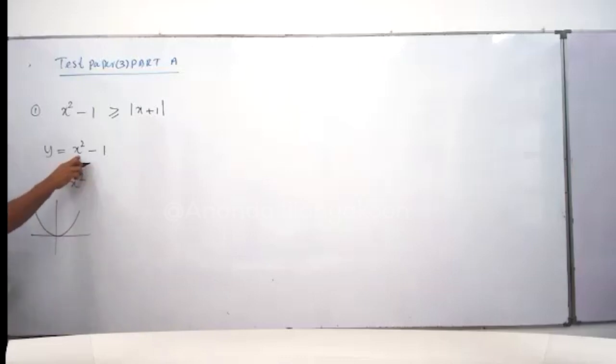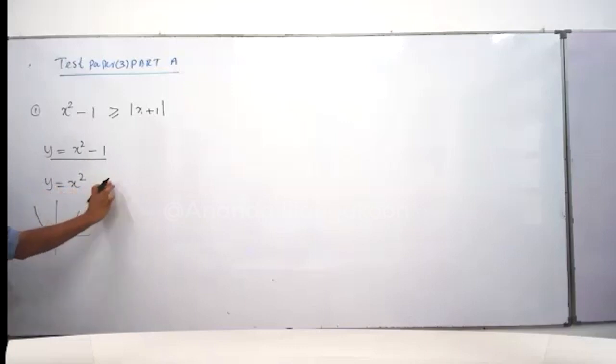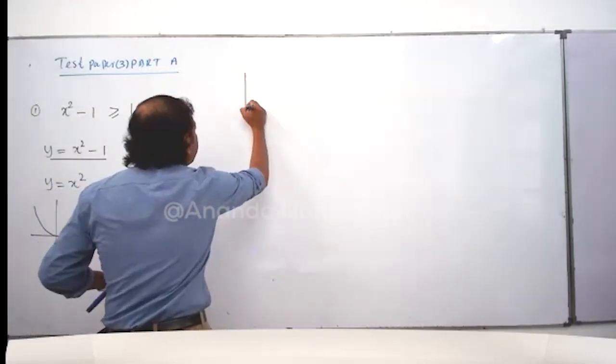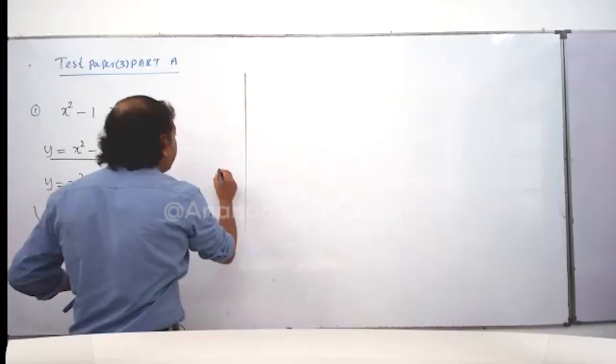Then the y equals x squared minus 1 graph means we have to subtract 1 from the y equals x squared graph. Subtracting 1 means this graph we take downward by 1 only. Then this minimum point will go to minus 1, and the x-axis will be cut by this graph at 2 points. So then I can draw the y equals x squared minus 1 graph this way very easily.